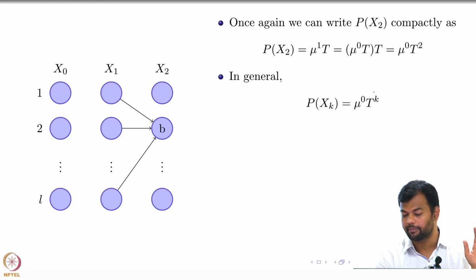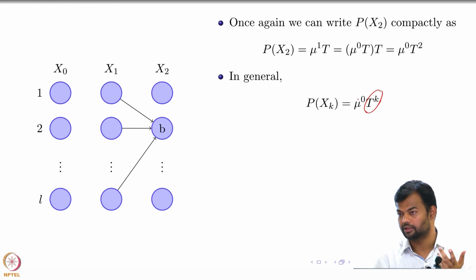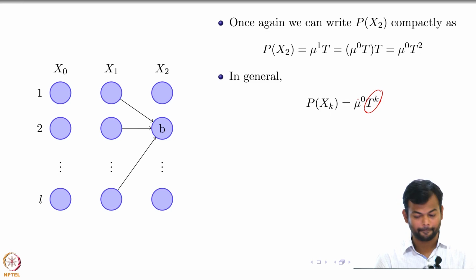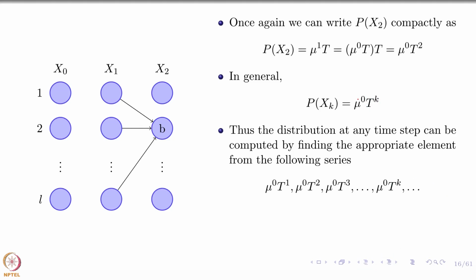Okay, if it was not time homogeneous, I couldn't have used this, right, because the t's would have been different. Okay, fine. So a distribution at any time step can be computed by finding the appropriate product from this series, mu 0 t1, t square, t cube and so on, and this is all very easy, right? Does anyone see a problem with this?